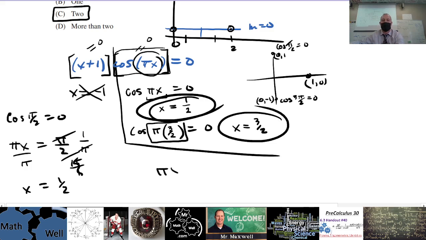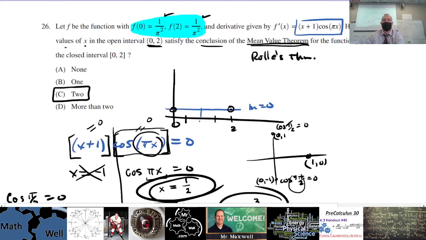Well, pi x also has to equal 3 pi over 2. That's what I need over here. So let's just divide both sides by pi, that makes sense, and x equals 3 over 2. So you got rid of the pi. So that's the more methodical way, if you don't like the way I did it there.